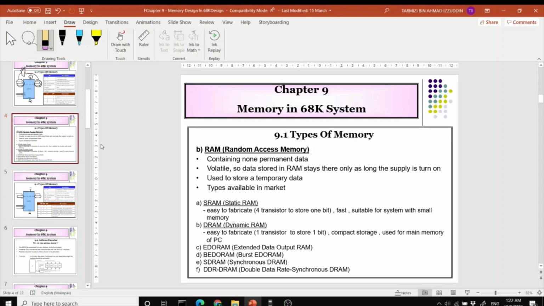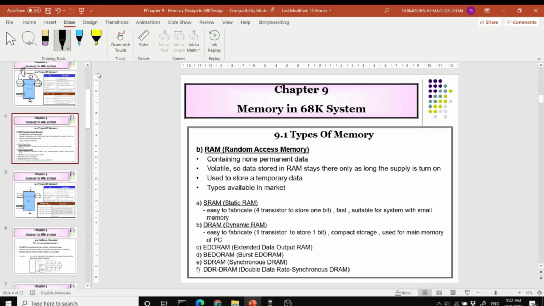Like ROM memory, there are many types of RAM which are available in the market. So what are the types of RAM that are available in the market? First, we have what we call static RAM. This is easy to fabricate. We use 4 transistors to store 1 bit, and it's very fast, suitable for systems with small memory.